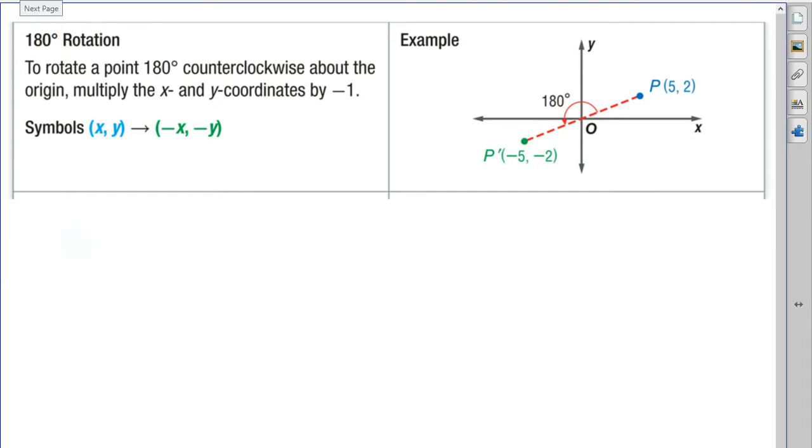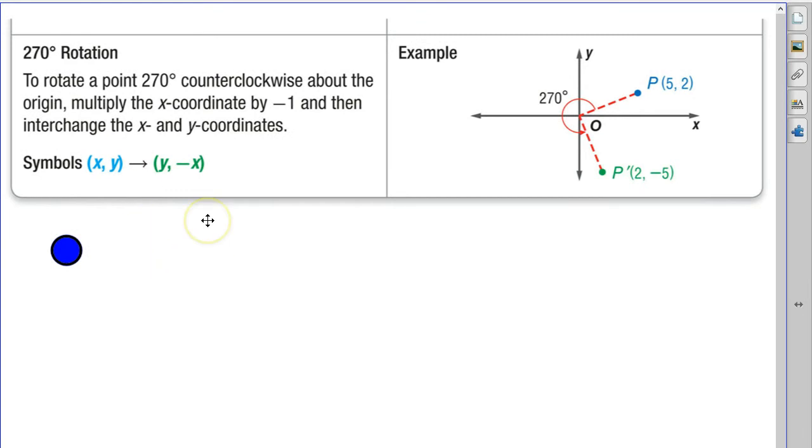Now our last formula is if it's a 270-degree rotation. And really this one's a lot like the 90-degree rotation. It's again 270 degrees counterclockwise, about the origin, so about 0, 0, and you can see it here. It's 3 right turns, so it's like 3/4 of a circle. You multiply the x value by -1 and then interchange the x and y. So you swap x and y, but the old x value becomes the new y, and you switch that one's sign.